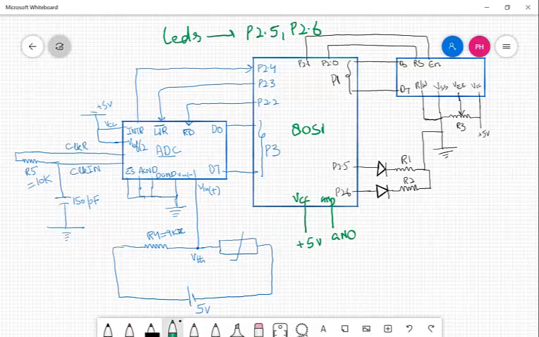So let me try to explain the hardware once more. At the output we have two things. We have two LEDs. This one I will call a green LED, that is connected to P2.5, and P2.6 I will call a red LED. So we have two LEDs that will actually indicate the state of this machine, the temperature range it is in.